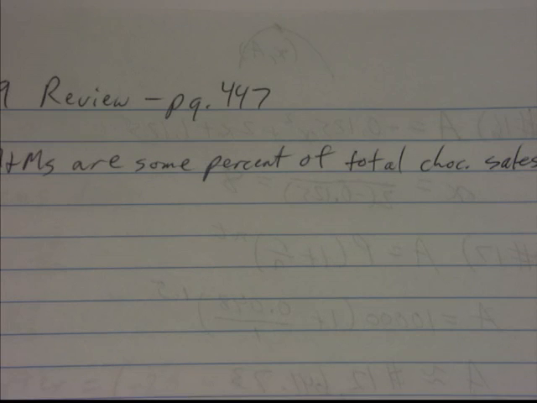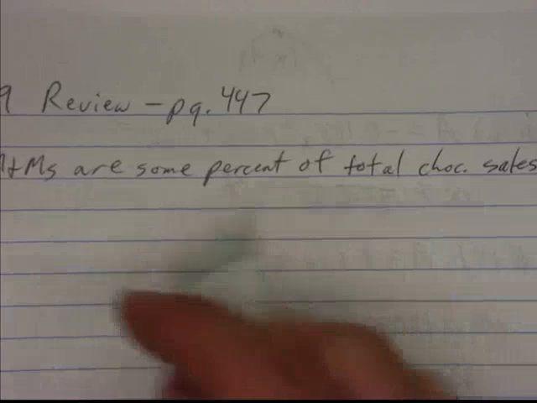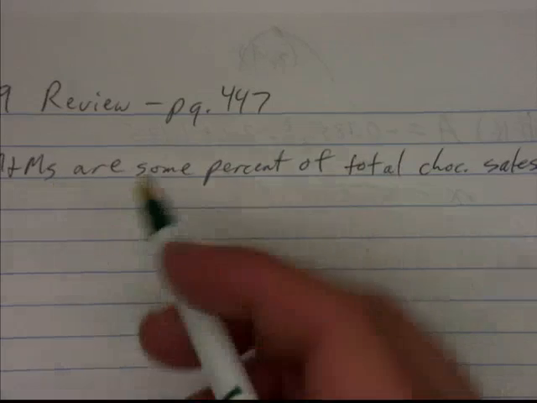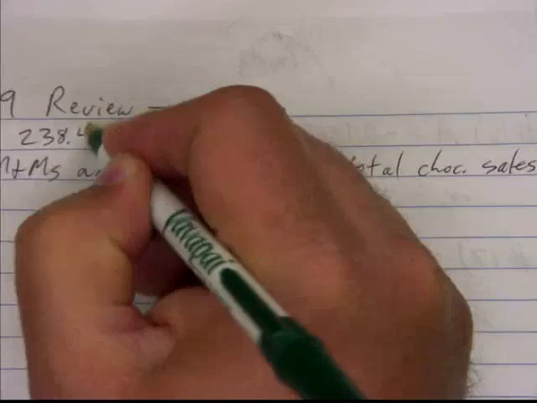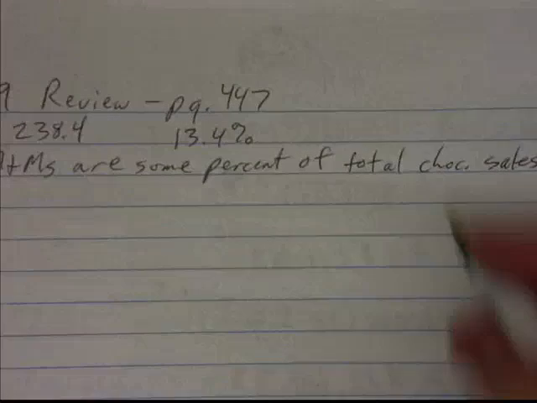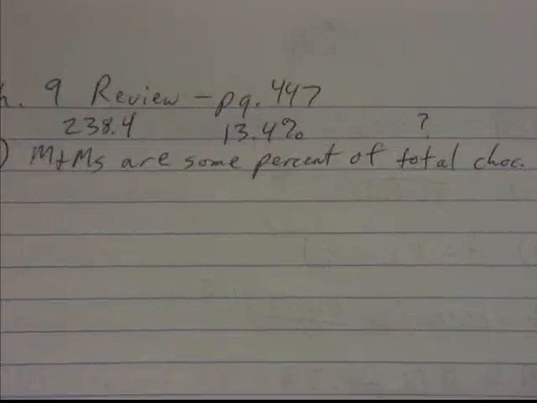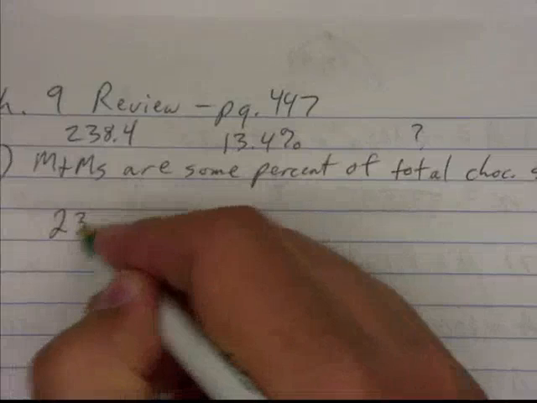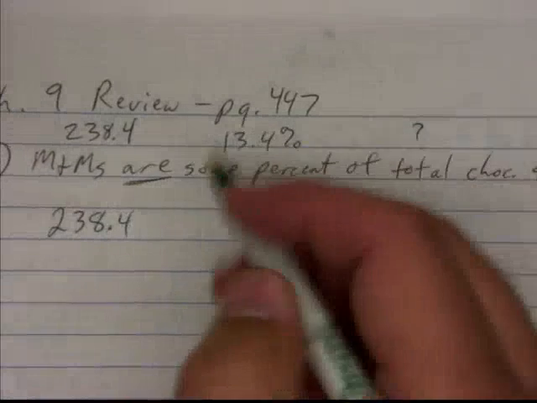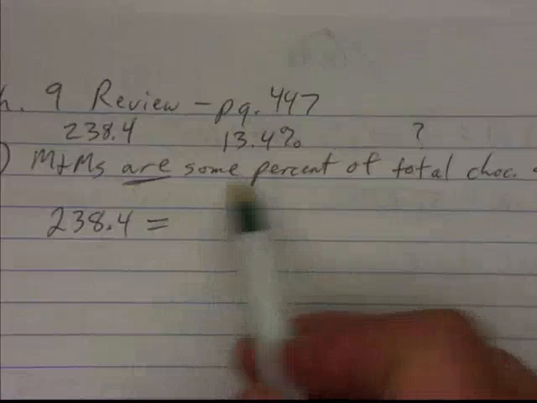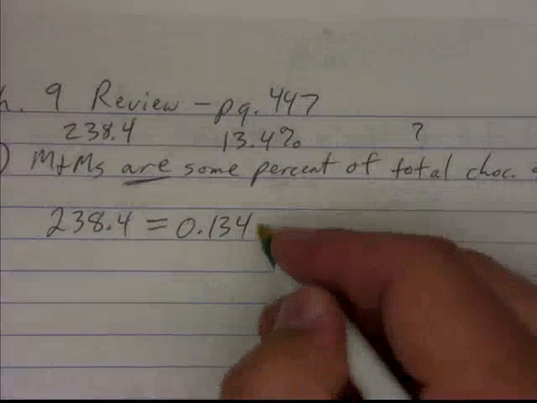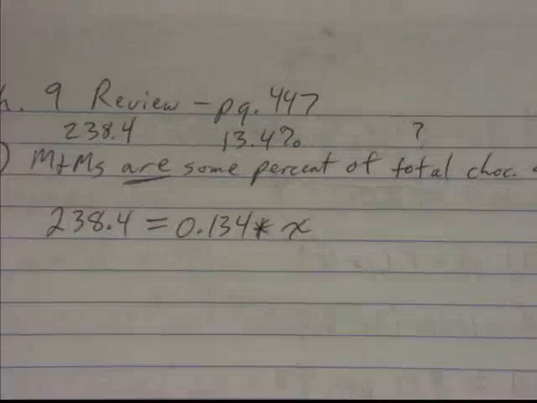If we're doing it as an equation, we're first going to put in what we know. The M&M sales we know are $238.4 million, and that is 13.2% of the total, which is what we don't know. So if we're writing this out using the equation, remember we take everything we know and bring it down. 238.4, the keyword "is" is going to become an equals. Some percent, we're going to turn that into a decimal. Remember, anytime we're dealing with the equation, we have to turn it into a decimal. "Of" becomes multiply. The total chocolate sales is what we don't know.